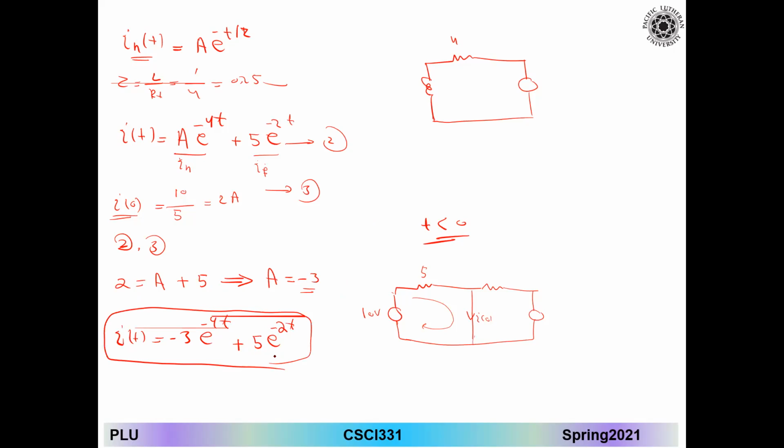Again, you see the forced response. This is the forced response. Now the natural response is exponential based on the tau, but this one depends on my input source.